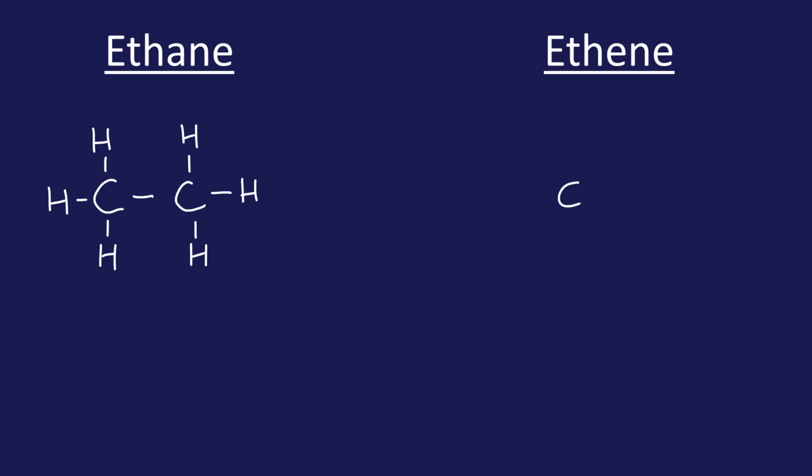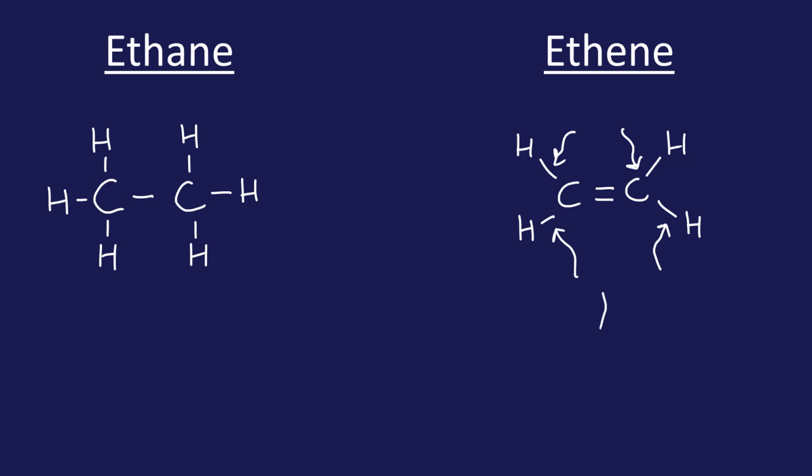Ethene is a slightly different story though. There's a double bond between the 2 carbons, hence the term alkene or ethene. That means that each carbon that's got the double bond only has 2 hydrogens. So all of these carbon-hydrogen bonds are still the same sigma bonds. However, the bonds between the 2 carbons, one of those bonds is classed as a sigma bond and the other bond is classed as a pi bond. So there's 1 sigma and 1 pi bond.